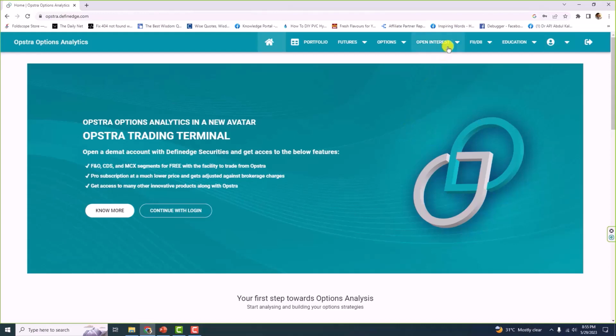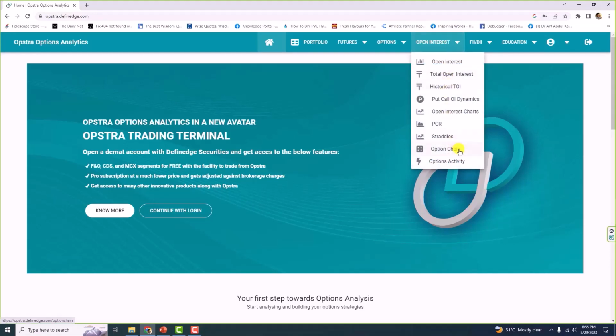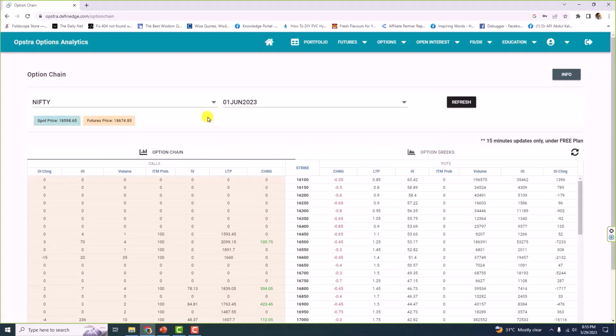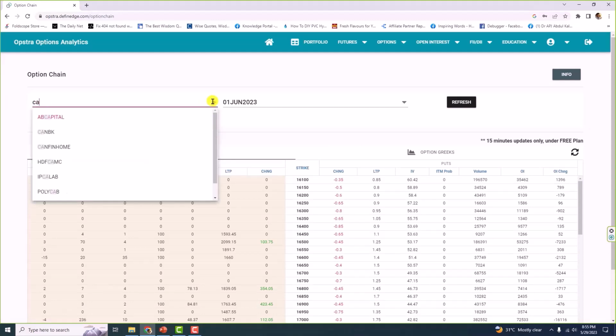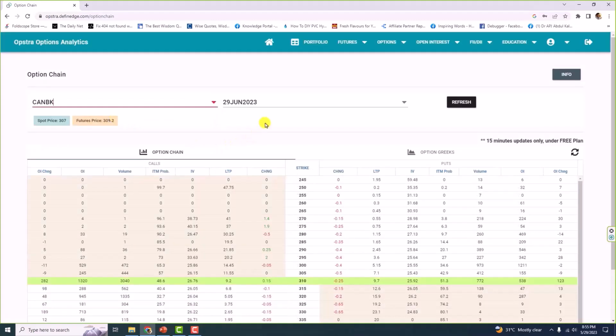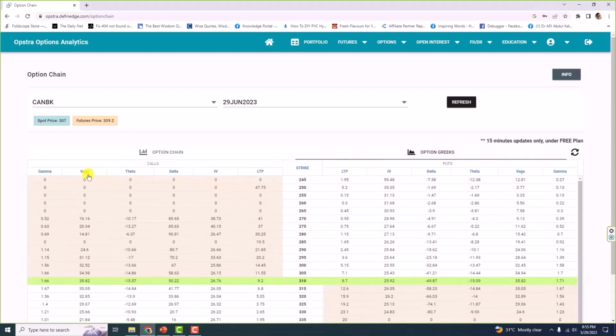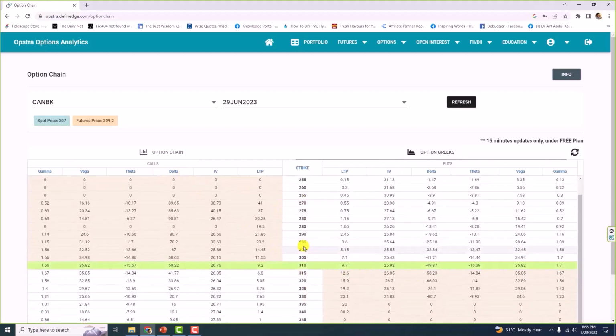Once you log in, go to open interest and go to option chain. Here I showed you the option chain of Canara Bank. So let me go here, Canara Bank. You have to select the expiry, so the 29 June expiry, and here you can see the option chain, but what we want is option Greeks. Click on option Greeks and you can see all the gamma, vega, theta, delta values of the options along with the strike price. So go ahead and make an account because this will be useful for your analysis while trading.